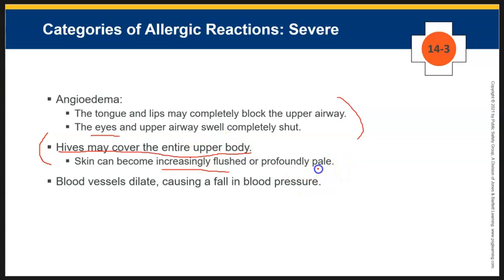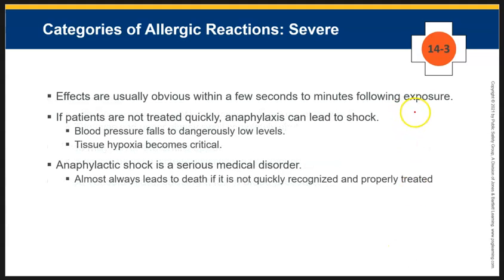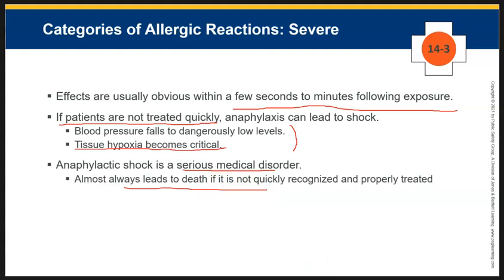But most importantly, in the circulatory system, distributive shock sets in because of vasodilation. The effects are obvious within a few seconds to minutes following exposure. Correspondingly, this patient needs to be treated very quickly. Their blood pressure can drop to a dangerously low level, leading to tissue hypoxia. This is a serious situation and can lead to death if not properly treated.